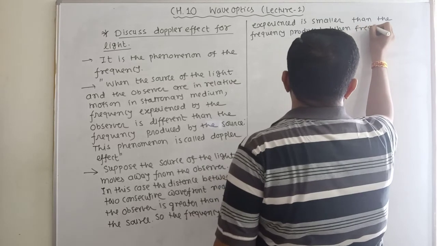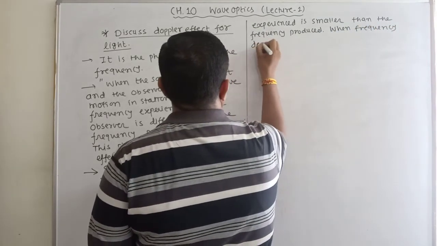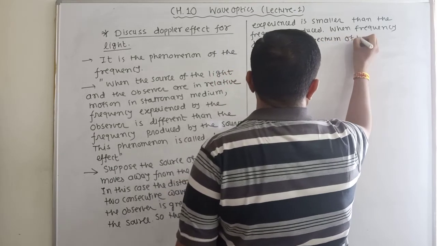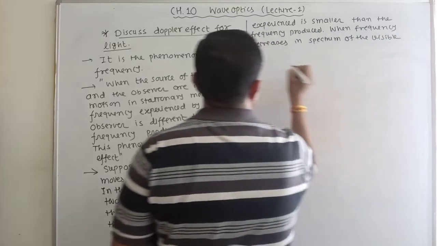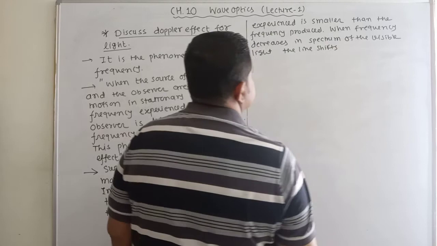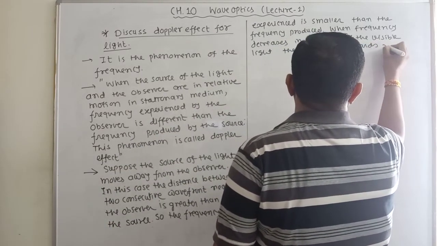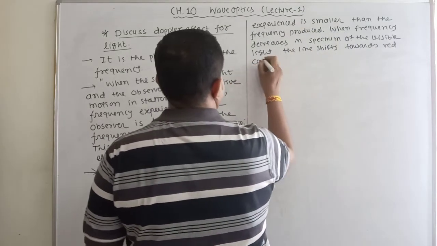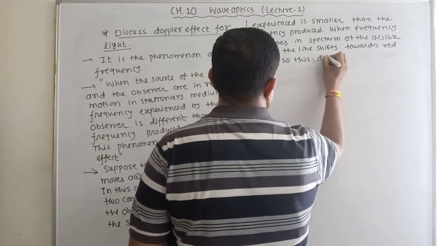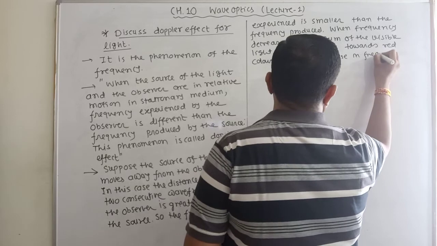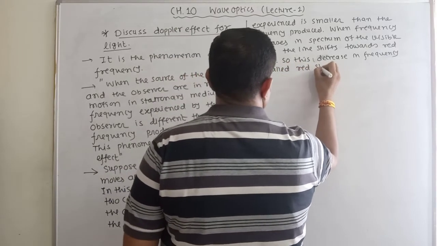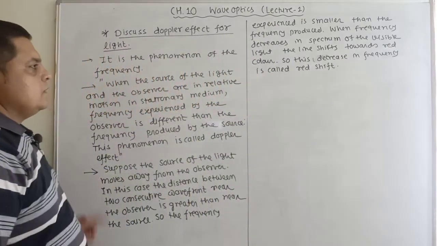व्हेन frequency decreases in spectrum of the visible light, the line shifts towards red color. So this decreasing frequency is called red shift. ठीक है, लिसन.